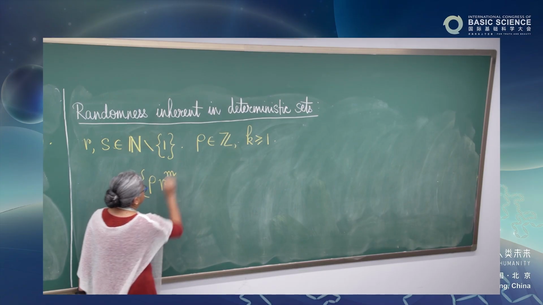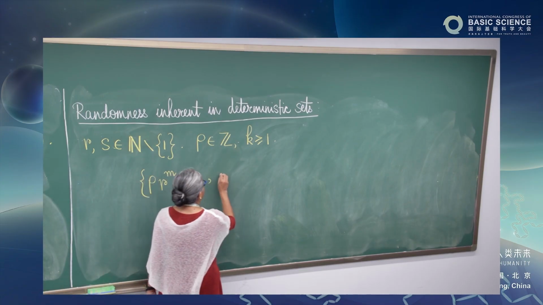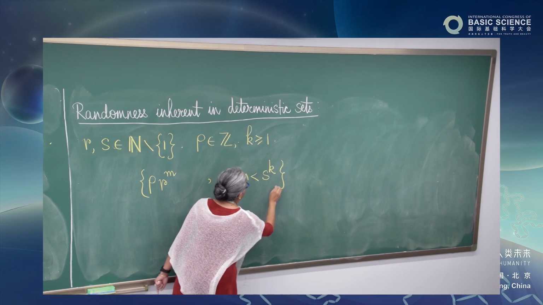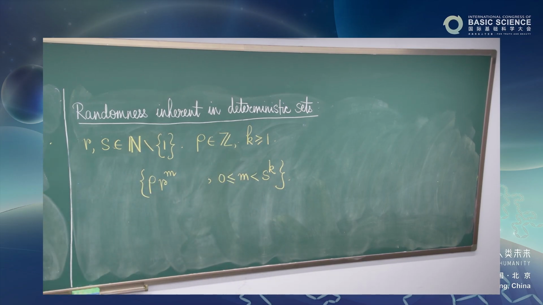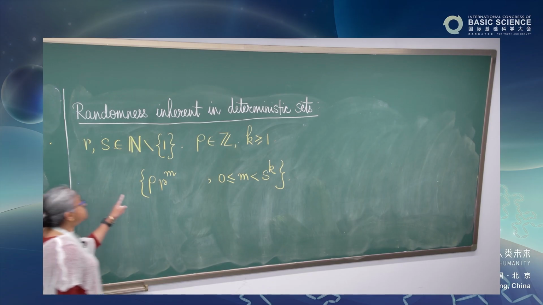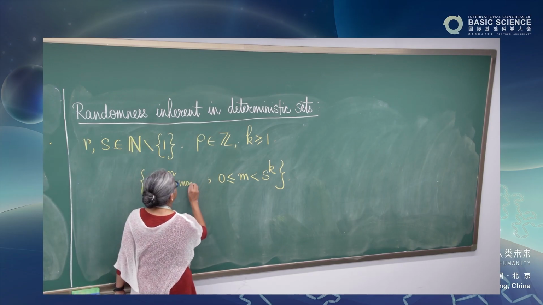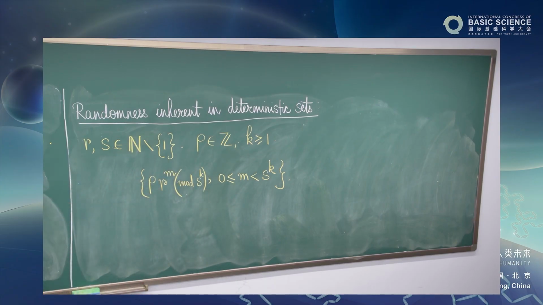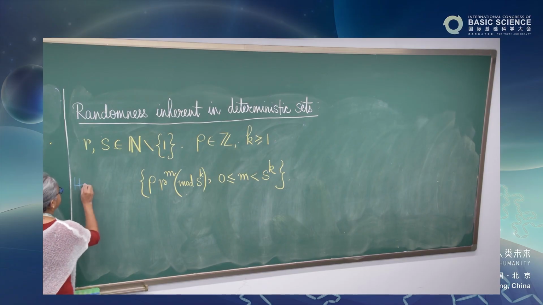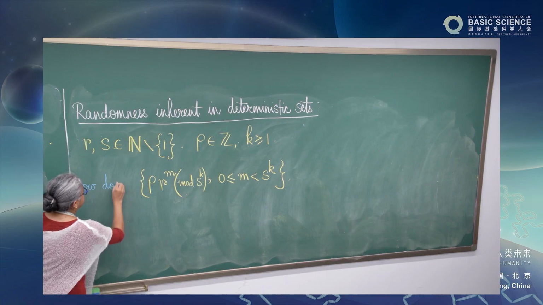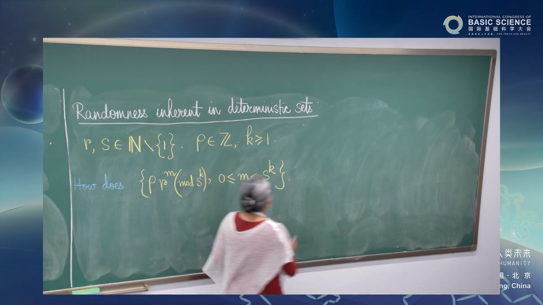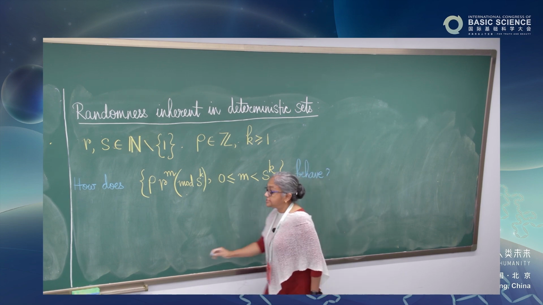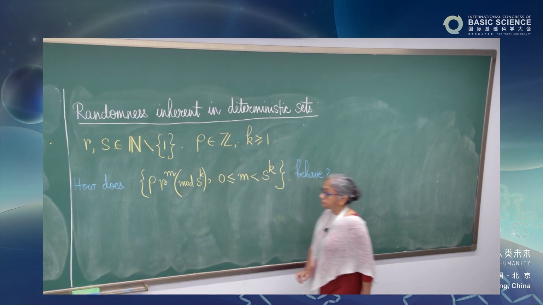I'm going to take a look at this set ρ times R to the m, and I will look at all possible choices of m going from 0 to S to the k. And I want to study this mod S to the k. My question is, how does this set of residues behave? Let me repeat this question again, because in some way this is kind of the heart of the problem.